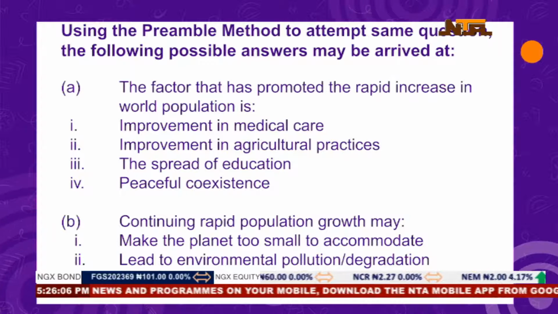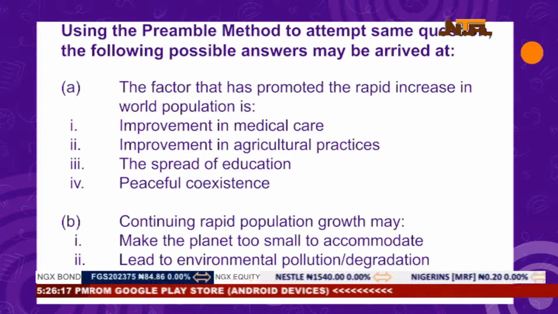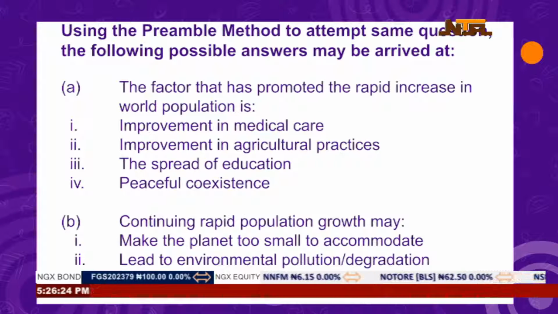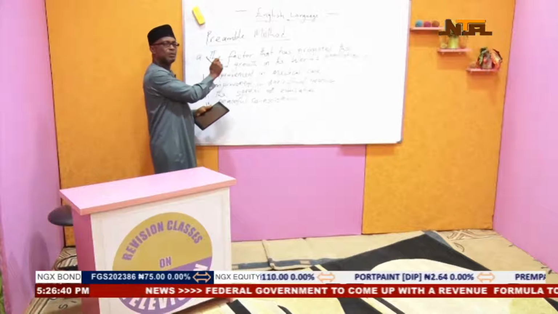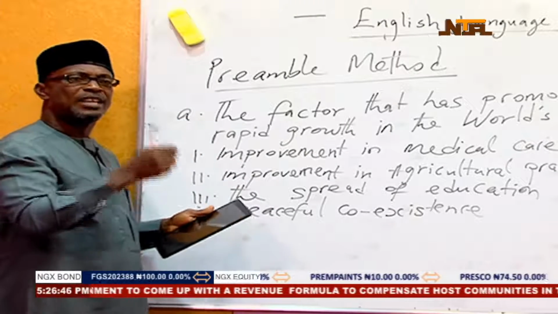This is a preamble. When you take it in isolation with the preamble, it gives you a full sentence. That is the beauty of it. We were trying to explain in our last class that before now, you would not be penalized when you say 'the factors that have', but when you pull one of your answers to it, it gives you a serious grammatical blunder. In that regard, you are not expected to use the preamble method when you are not sure of the technicalities involved.